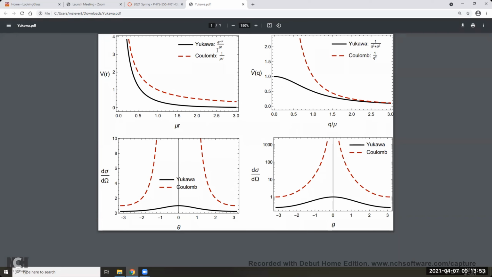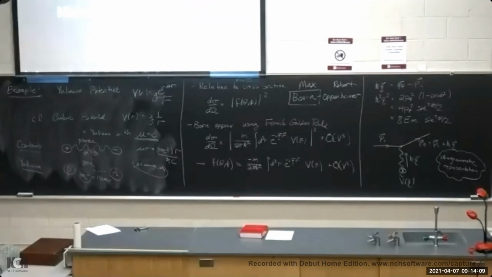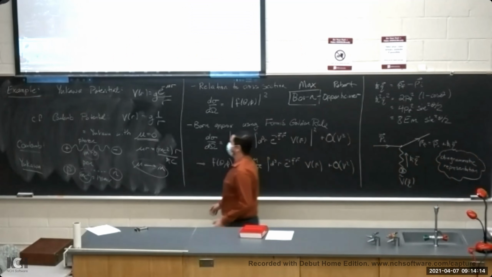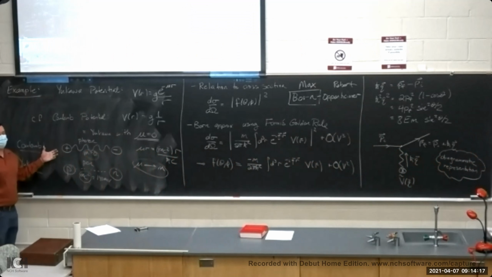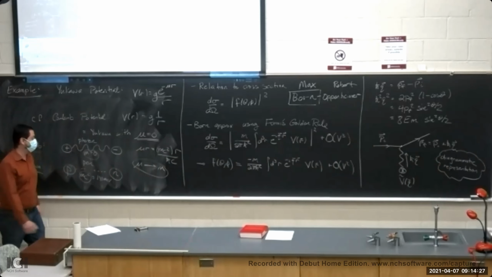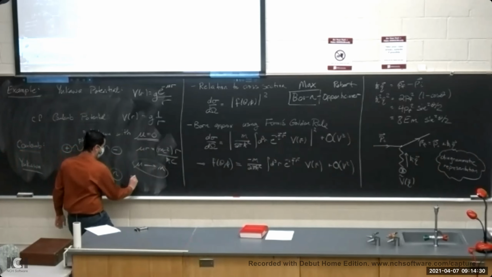But the critical difference is that the Yukawa potential has a range associated with it. The exponential damping sort of kills off the potential at a characteristic distance. In these units, it's around 1. Whereas the Coulomb potential has a very long range tail. So in terms of physics, this is associated with the fact that the Coulomb potential is a long range interaction. Because the photon is massless, it can travel very, very far distances. But because the pion has a mass, the Yukawa potential is limited to a particular range. So, finite range.